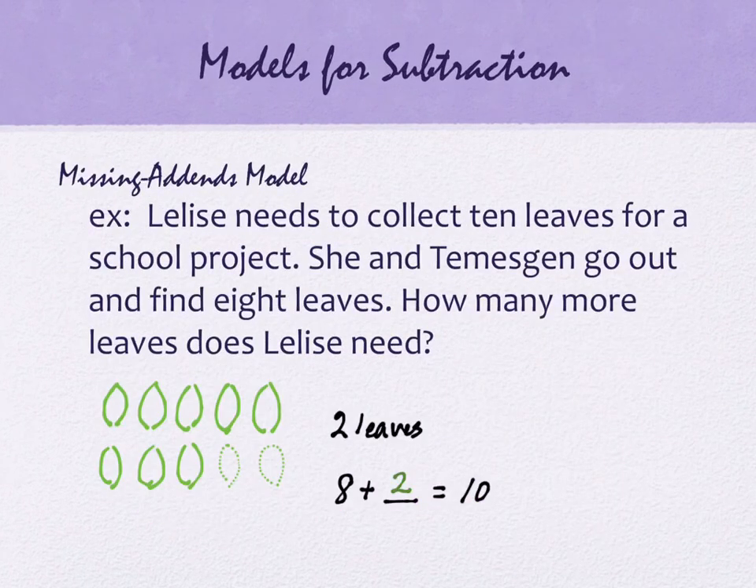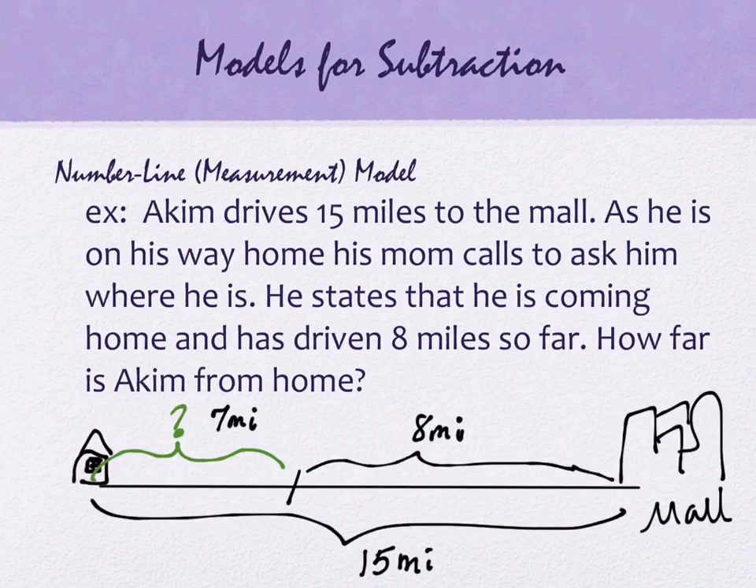And again, it also feels like my leaves question. What piece do I have to add to get the total 10? So this is a number line model. It definitely is because I'm talking about miles. But it's got that missing add-in sort of perspective to it as well. I've got this missing piece.